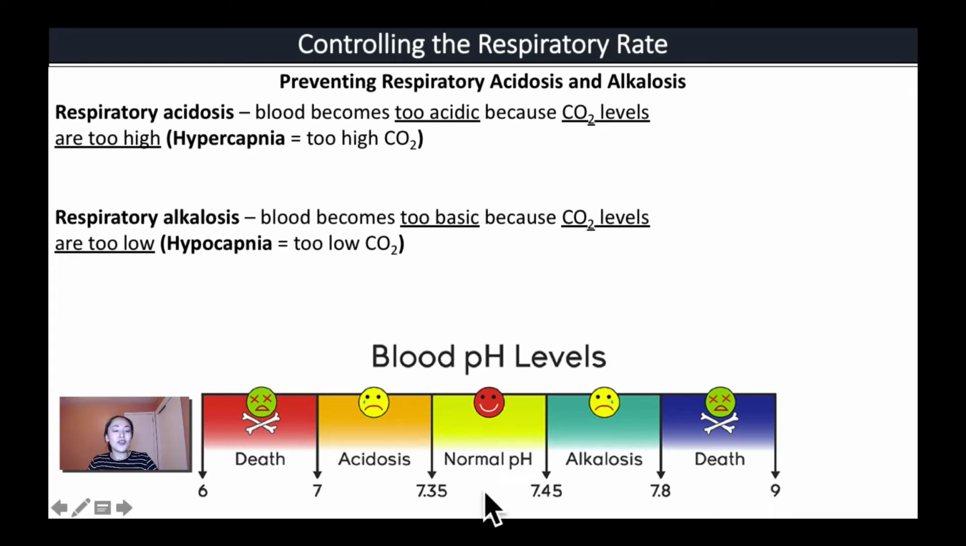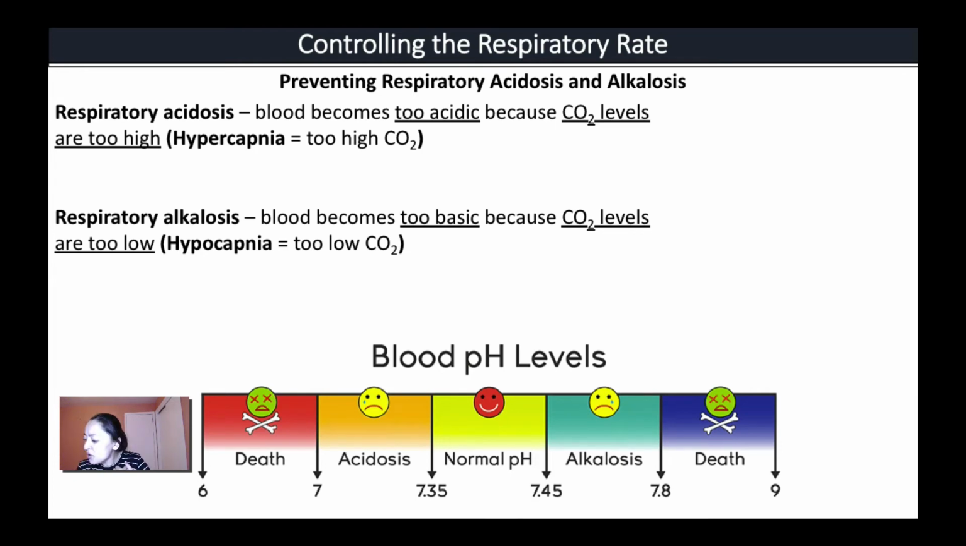You can also suffer from the opposite, respiratory alkalosis, and that's when your blood becomes too basic because carbon dioxide levels are too low. And what would cause that would be hypocapnia. Capnia, again, means carbon dioxide. Hypo means too low. Some of the signs of having acidosis or alkalosis could be headache, dizziness, confusion.